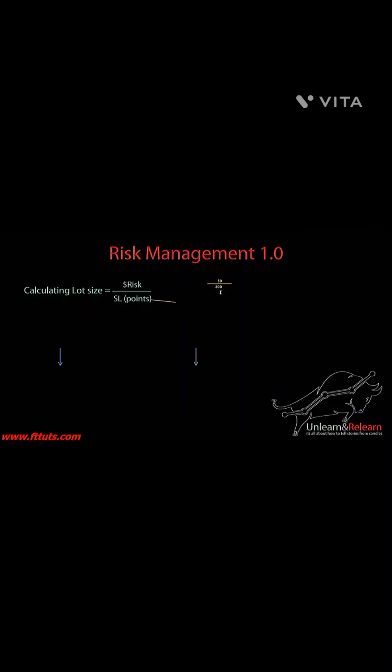So 50 divided by 200... it's going to be around 5 by 20. 5 by 20 is going to be what? 0.4? I think it's going to be 0.4. My mental math is not that strong. So 5 by 20 is going to be, oh, 0.25, yeah, my bad. So it's going to be 0.25. So for you to risk $50 on a 20 pip stop loss, you'll be using a 0.25 lot, right?